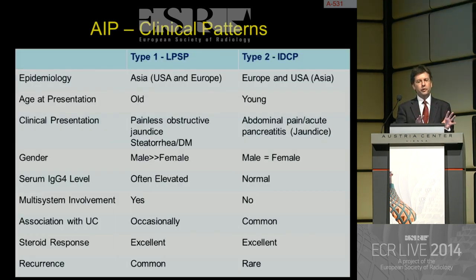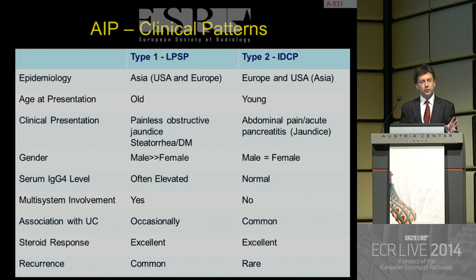Now, as far as the 2 subtype clinical patterns are concerned, as I've mentioned, there are different clinical patterns here. Firstly, epidemiology. Type 1, as I say, is classical, more in the Far East, but actually we do see some in Europe. Type 2 is more European-based than USA. The age presentation is different between the young and the old, and the clinical presentation for type 1 is normally painless obstructive jaundice with either steatorrhea and diabetes mellitus in some cases, but type 2 is slightly different with abdominal pain and can also present as acute pancreatitis.